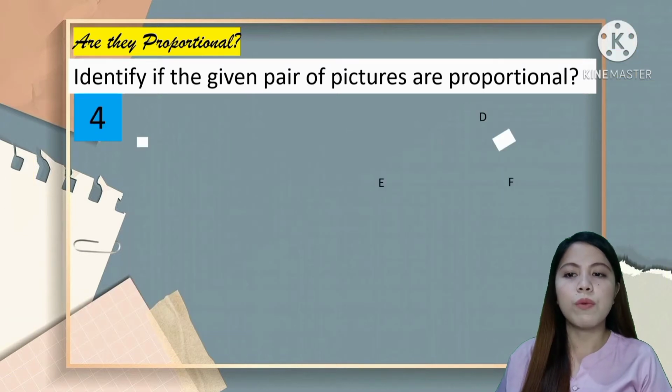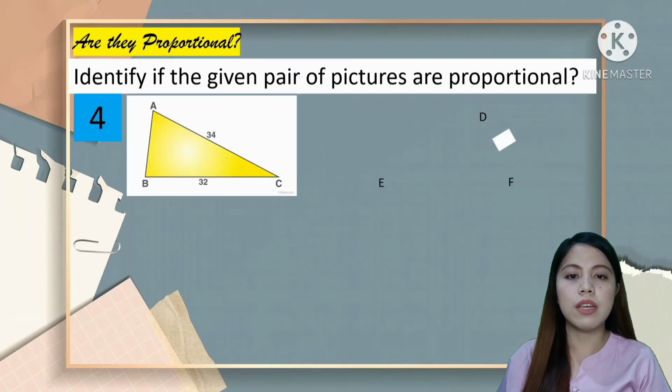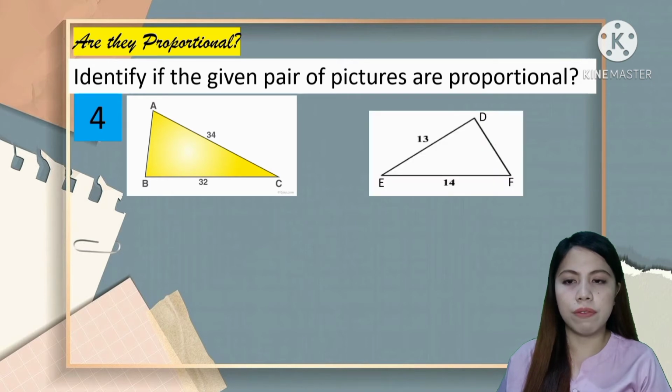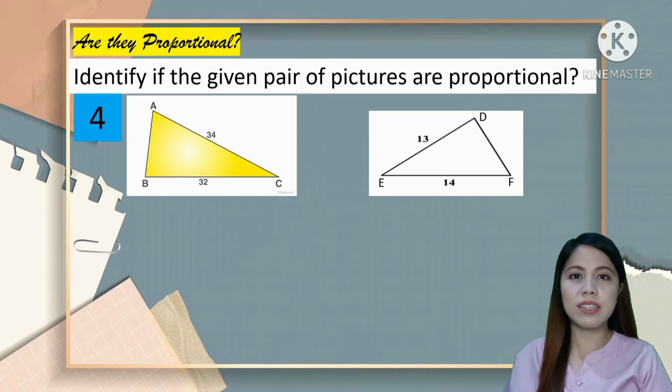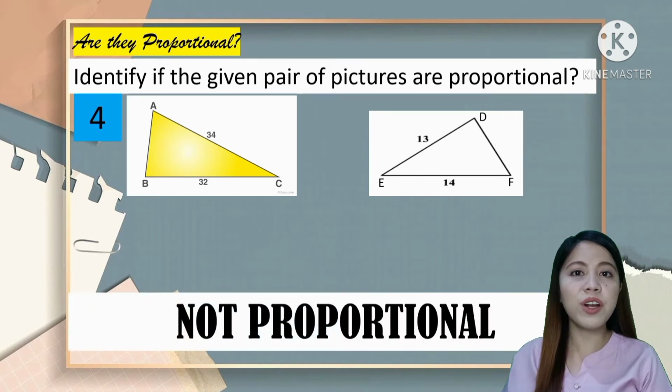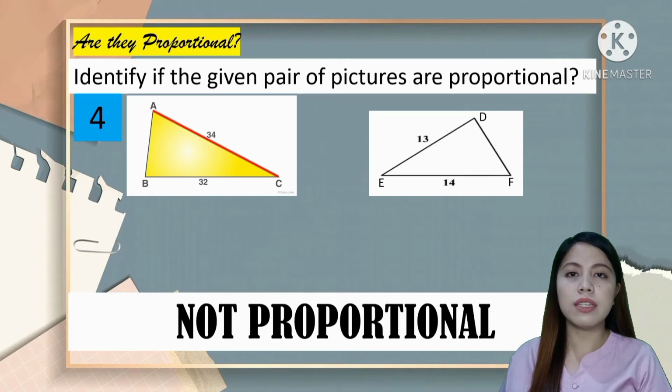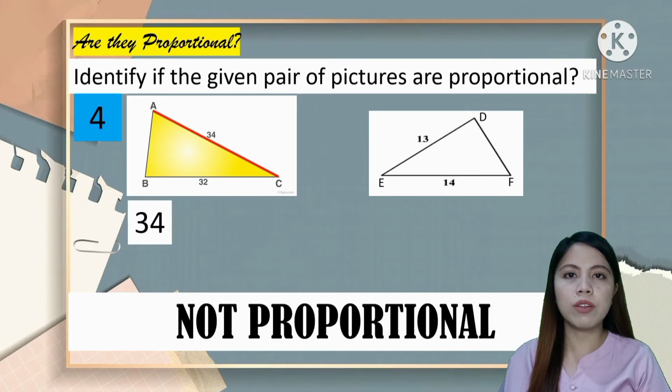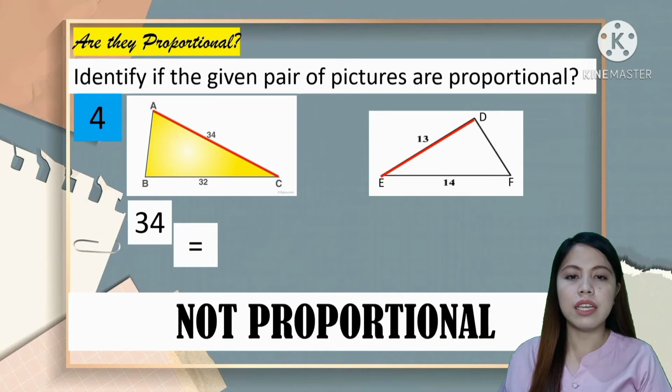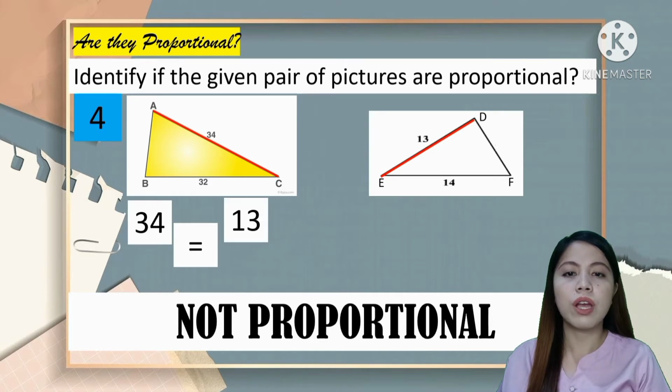Number 4, we have here triangle ABC and triangle DEF. Are they proportional? Your answer is correct. They are not proportional. Let us solve. We have here AC, which measures 34. And on the other picture, we have DE, which measures 13.